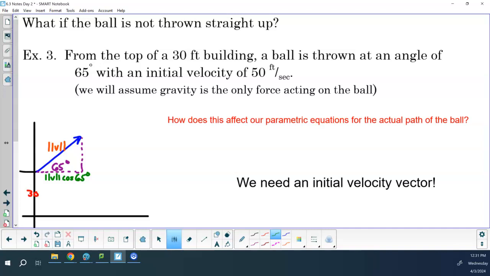My vertical component is going to be the sine of my angle times my initial velocity. So that's after, let's say, 1 second. After 2 seconds, it would be a similar triangle, right? So it would just be kind of like times 2. Be double that. And so on and so forth.